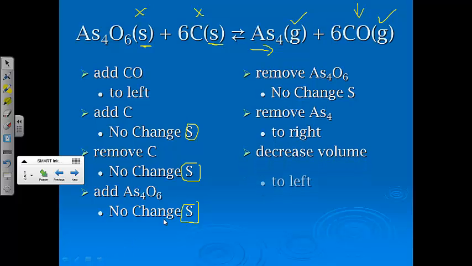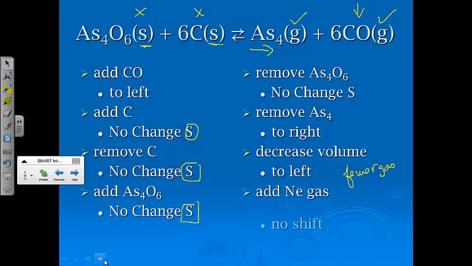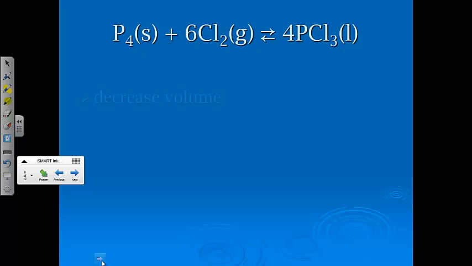And if we decrease the overall volume, it's going to shift to the left, because remember, if we decrease the volume, we go to the side with fewer gas molecules. Well, there's no gas molecules over here. They're going to take up less space, so we're going to force it to go left. If we add neon gas, neon is inert. It's not going to have any shift. Okay, no shift.